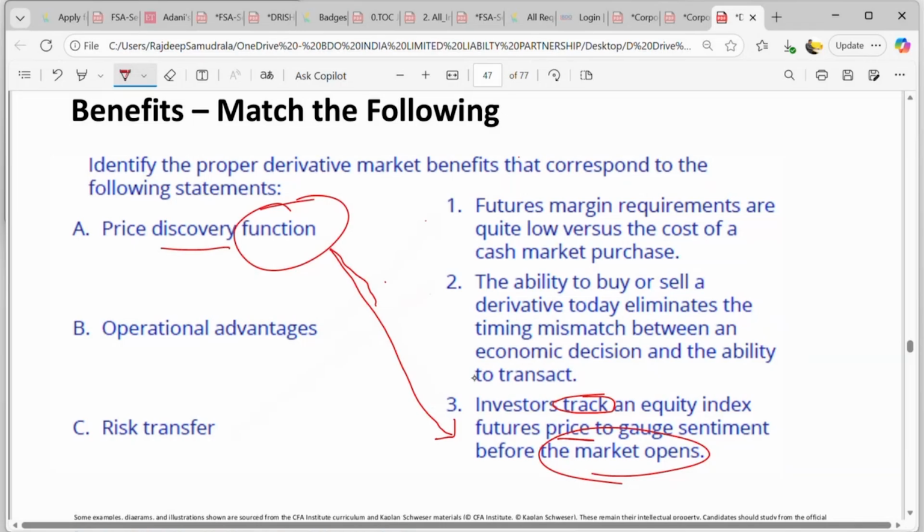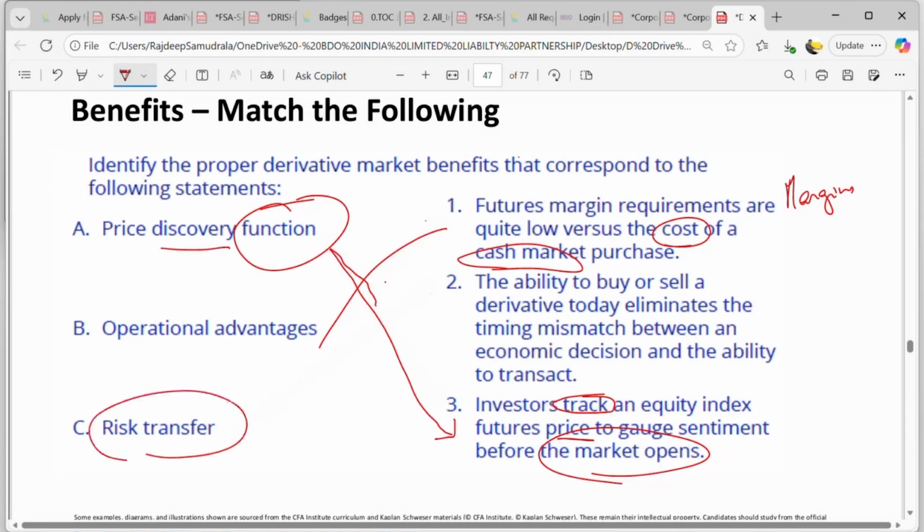Operational advantages. Operational advantage is basically where you're able to transact something and keep the cost low, right? Keep the operational cost quite low at a reasonable amount. My requirements are low and the cost is also low compared to the cash market purchase. Clear? Because I only have to put margins, my cost of funding and operational costs are much lower.